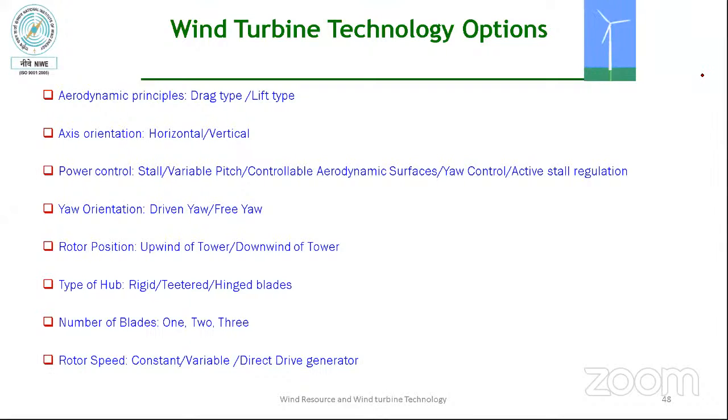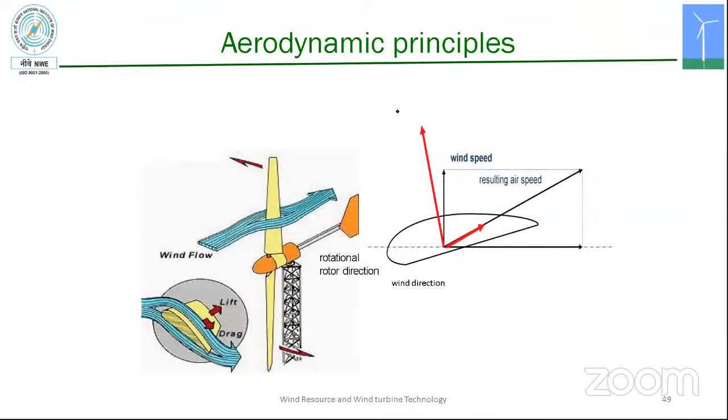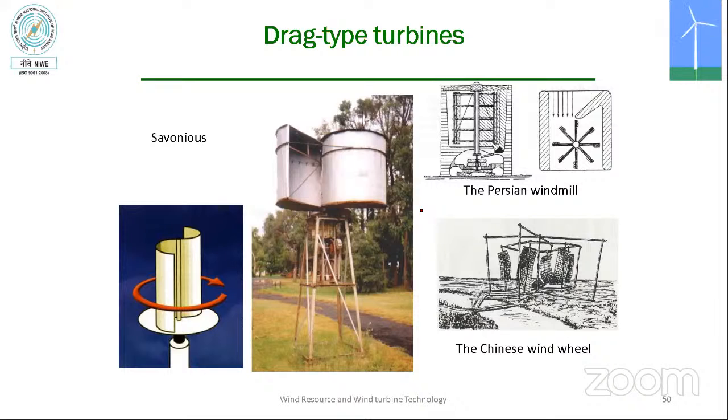Now you can see what the different technologies are. The different technologies are based on aerodynamic principles. Based on the aerodynamic principle, we can divide by axis of orientation, power control concepts, yaw orientation, rotor position, type of hubs, number of blades, and rotor speed. So based on this, we can divide. This is the aerodynamic principles. I have already explained how this aerodynamic principle works. Based on this, this aerodynamic turbine is called the drag force type.